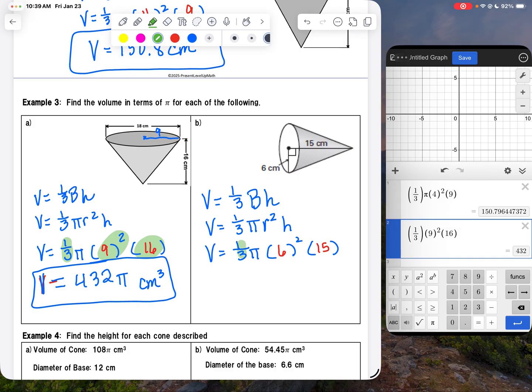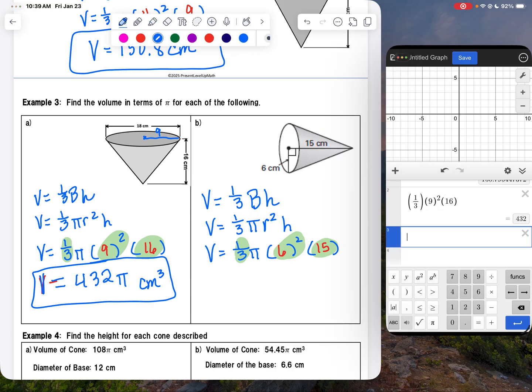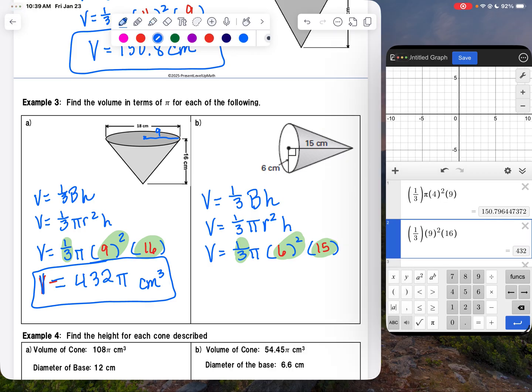Then, because I'm leaving this in terms of pi, I'm going to multiply the 1/3 times the 6 squared times the 15. I can just edit this formula here. I can change that 9 to a 6, and I can change that 16 to a 15. So 1/3 times 6 squared times 15 gives me 180. So this would be 180 pi, and it is also measured in cubic centimeters. So check your answer with mine.